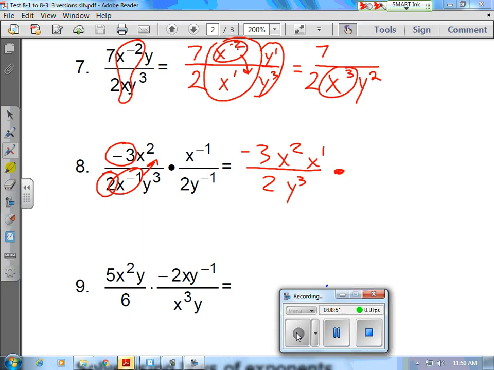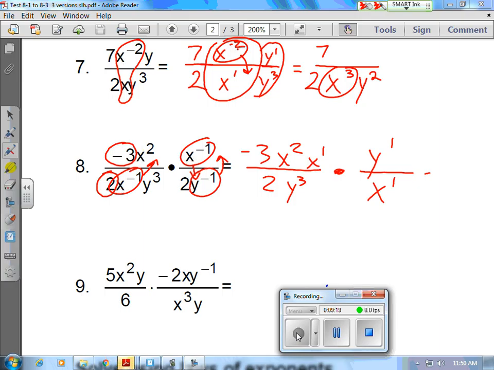Then in the next fraction, we have x to the negative 1 over 2, y to the negative 1. The 2 is not going to move. The y to the negative 1 will move up. The x to the negative 1 will move down. They'll just take each other's place. It'll be y to the positive 1 and x to the positive 1. And we don't have to write the 1s above these as exponents, but I am just to help you out.